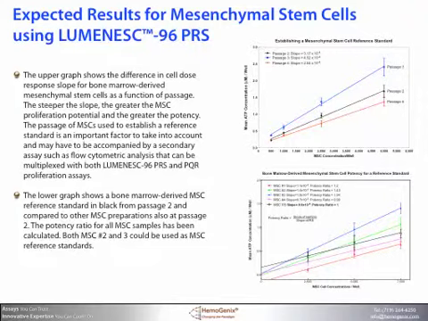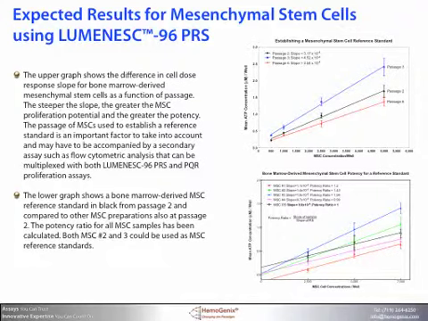Now let's take a look at some of the expected results for mesenchymal stem cells using Luminesque 96 PRS. Establishing a mesenchymal reference standard using the Luminesque 96 PRS assay is performed in exactly the same way as for hematopoietic cells, except that there's usually only one population to be measured.